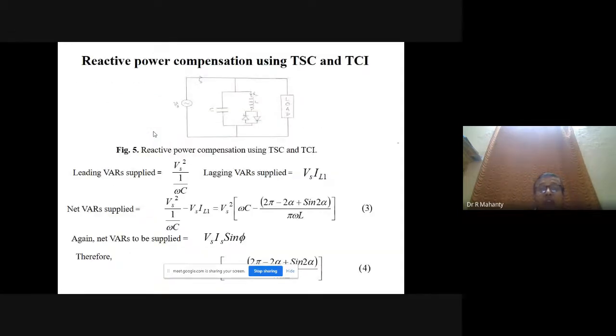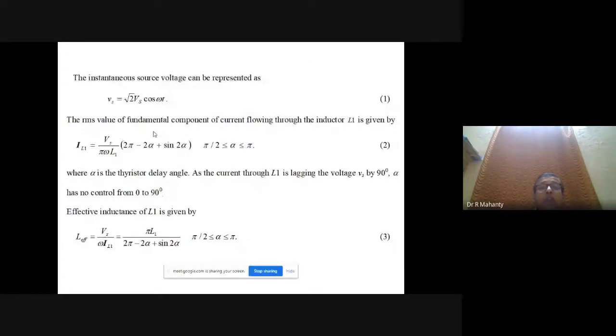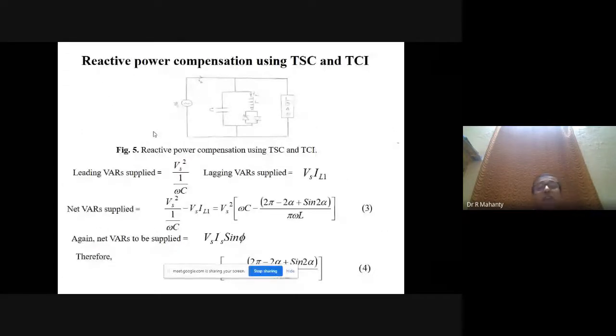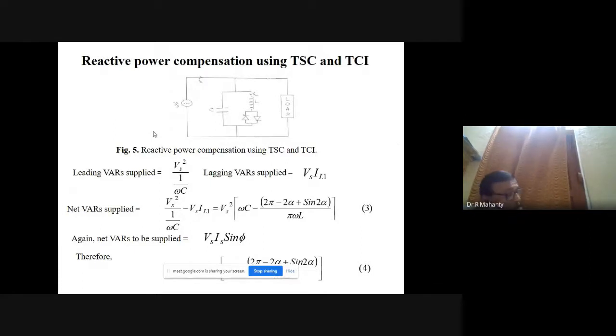Now, this equation has been derived. Therefore, let us use a scheme where you have thyristor switched capacitor and thyristor controlled inductor, and let us see how the power factor can be controlled in this scheme. You see this diagram.